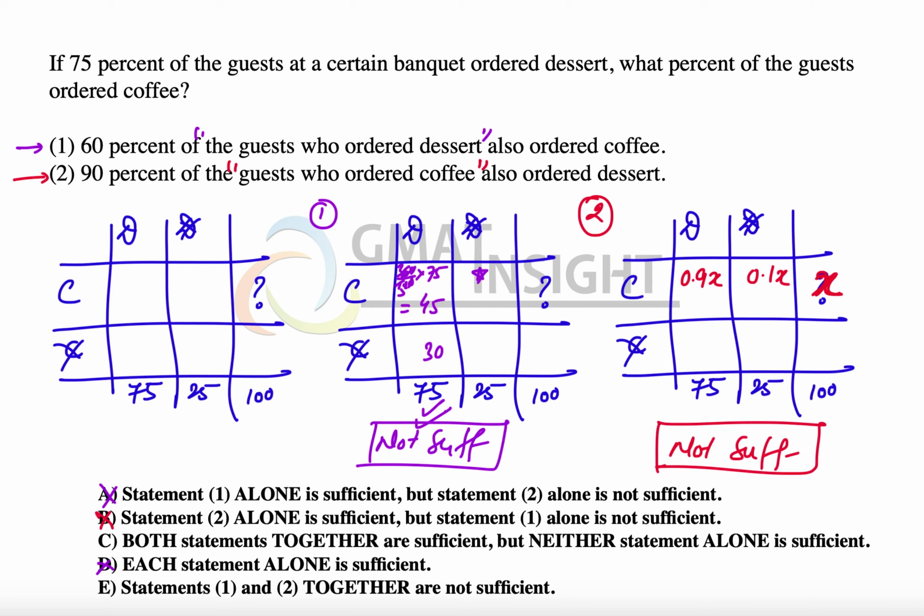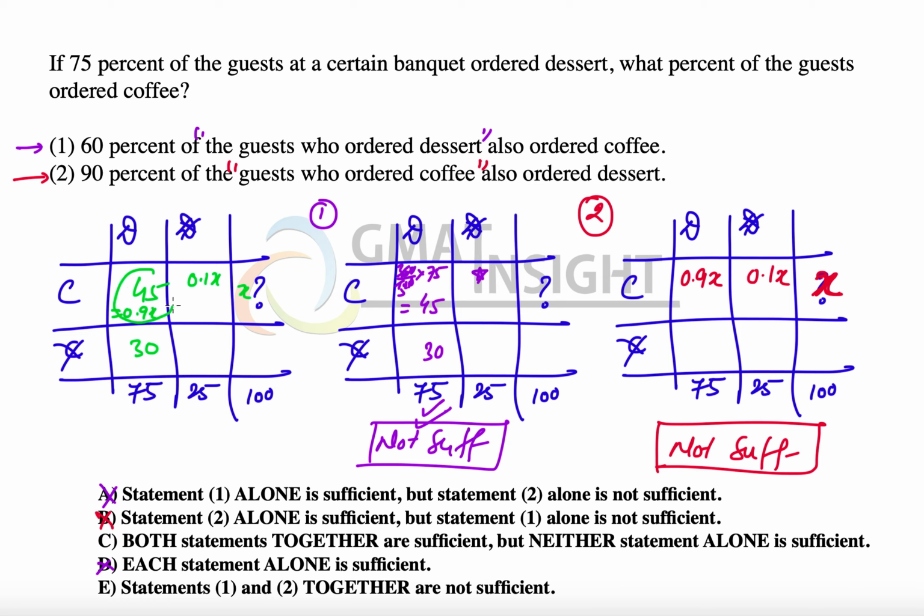Option B is eliminated. Now we have to combine the two statements, so I'm just writing the entire information of the first two statements in the primary grid. So in the primary grid, I write 45 here, which comes from the first statement, 30, which comes from the first statement, and from the second statement we get 0.1x, and this is 0.9x, whereas this is x.